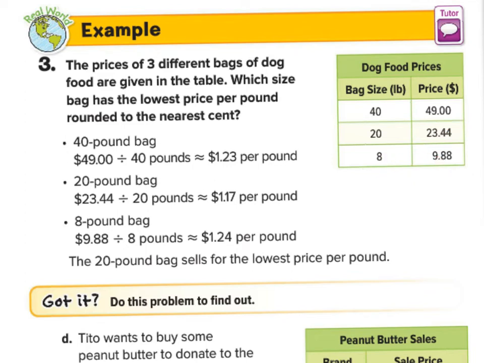And so on, right? So you can see here, the 40-pound bag is $49 divided by 40, because we want to divide it by 40 so we can know the price of 1 pound, right? It's $1.23 per pound. 20-pound bag, $23.44 divided by 20 pounds, $1.17. And the 8-pound bag, we take the price and we divide it by the number of pounds, and we get $1.24. So which one's the cheapest? Clearly, not by much, but we can see that the 20-pound bag is the better deal. You pay $23.44 for 20 pounds, and each pound is going to cost you $1.17.